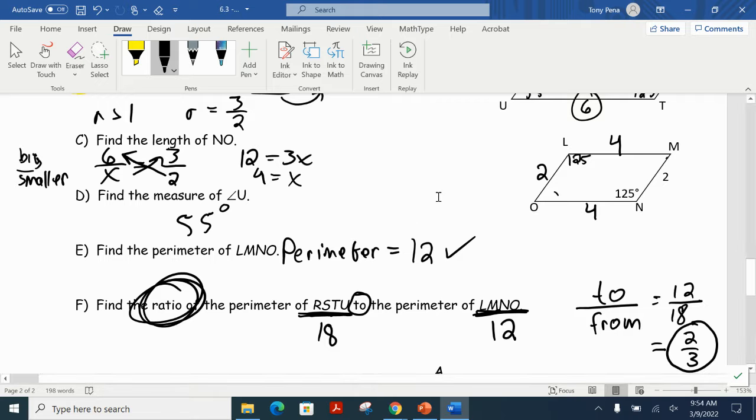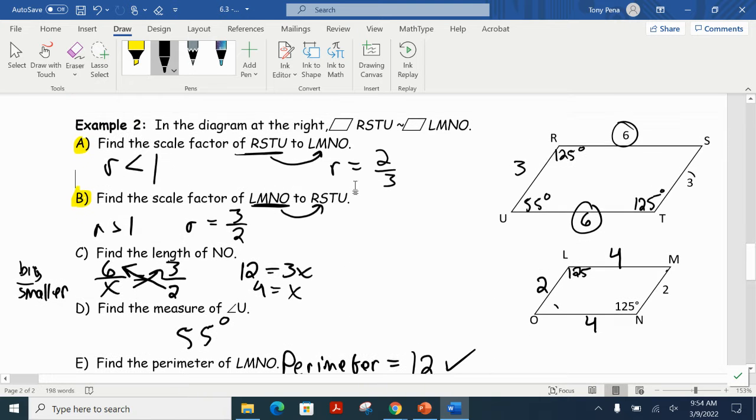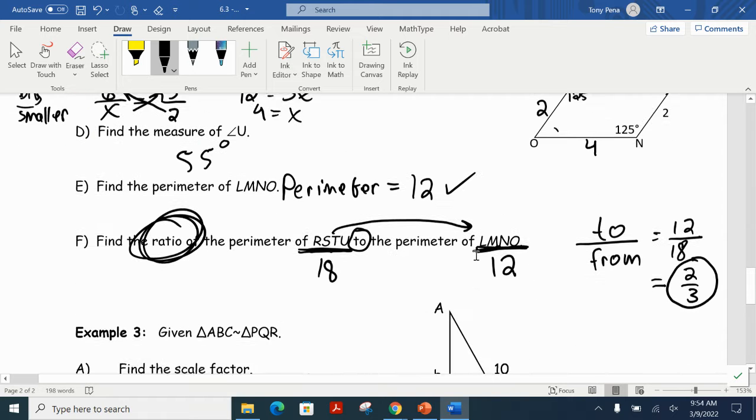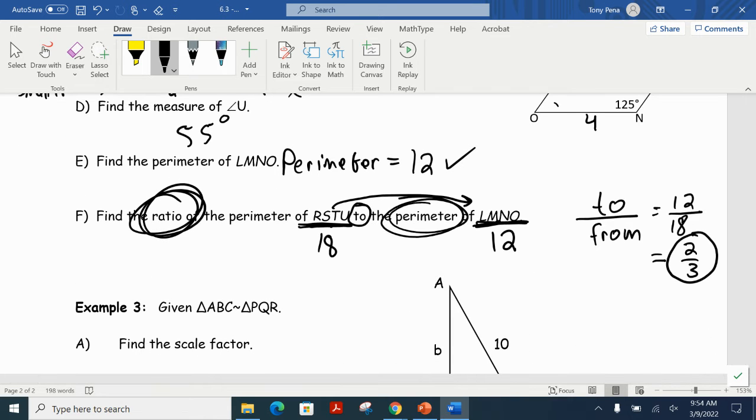If we revisit A and B, when we went from RSTU to LMNO, didn't we get the exact same ratio for their lengths? Okay, so that is not a coincidence. Whatever the scale factor is from one shape to the other, it will be the exact same answer for their perimeters. And that is something that'll save us time. We don't have to do all the work all the time. We just know that's always going to be the case.